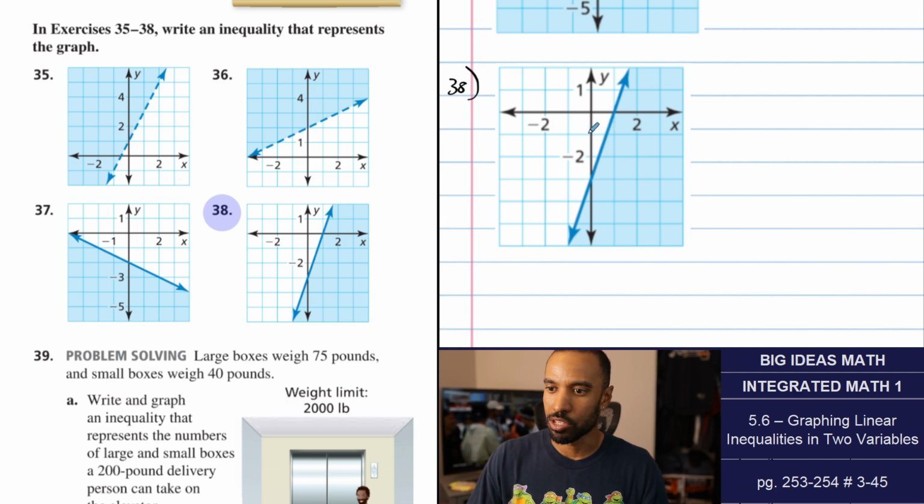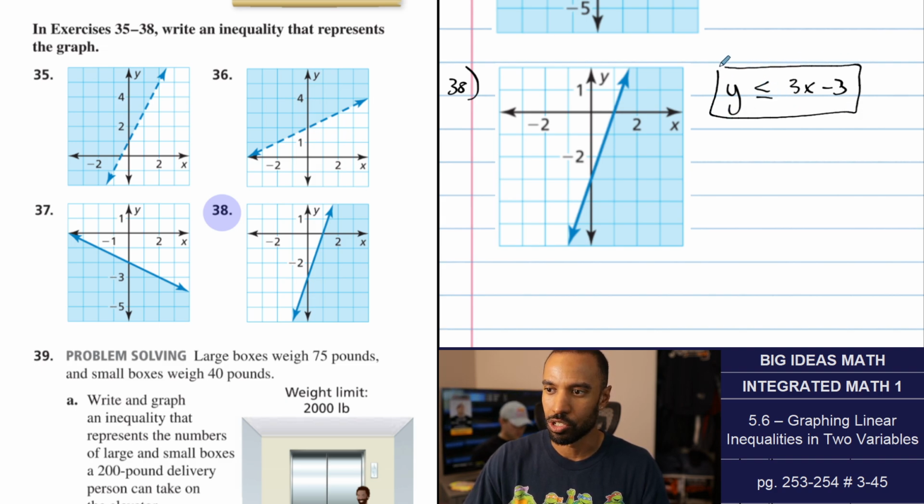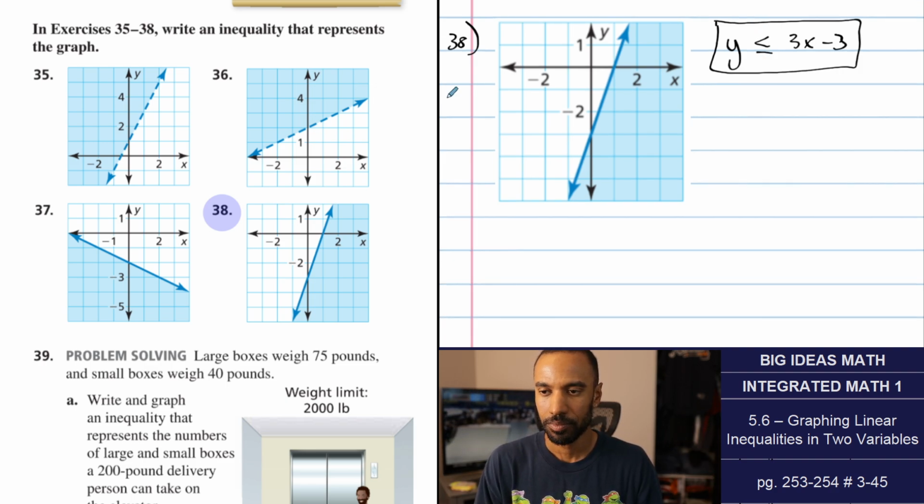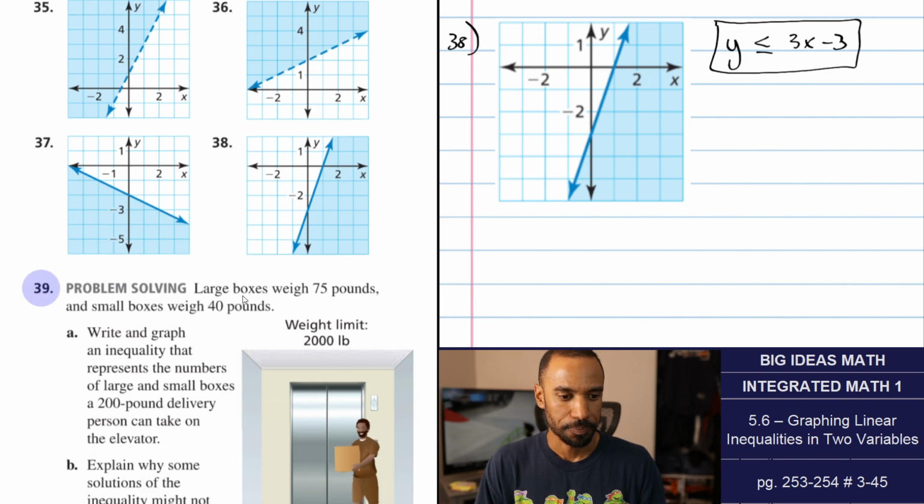Y-intercept of -3 and a slope of +3. Up 3 over 1 looks to be the case. So y equals 3x minus 3 going on there. But we are shading below, and it's also including the boundary line. 0, 0 doesn't work. 0, 0 didn't work on any of these ones. Boo hiss. Okay, number 39, problem solving.